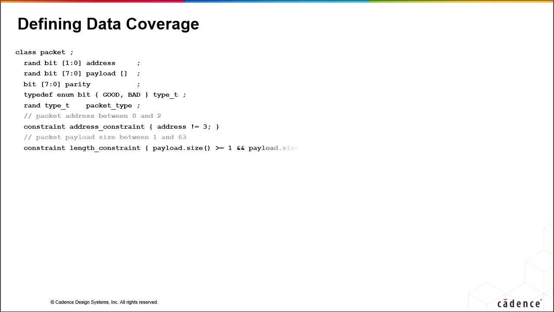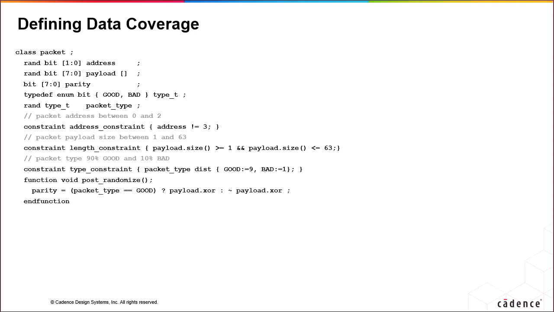We define the following constraints: address to be between 0 and 2, payload size to be between 1 and 63, and type to be 90% good and 10% bad. As a post-randomization activity, we generate the parity. And there we have it.